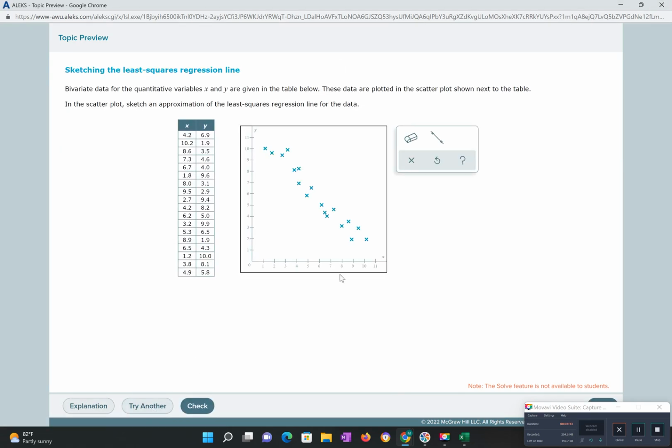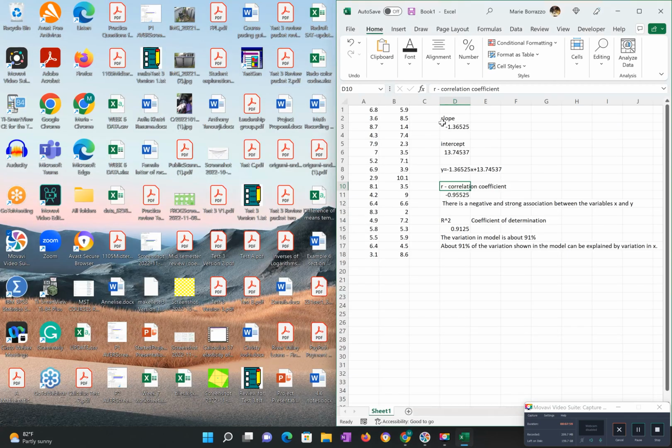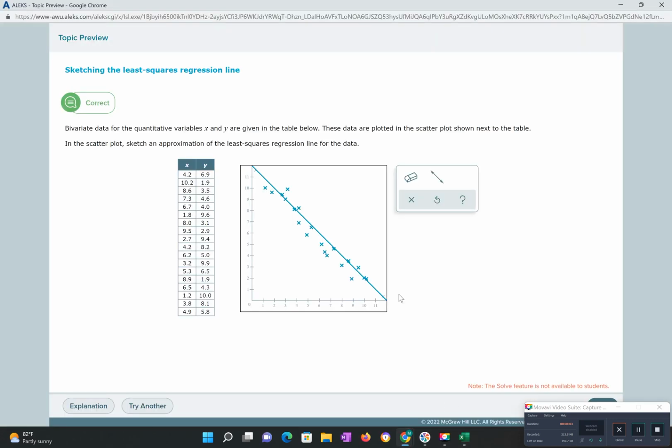I'll do one more just to refresh your memory. All you're doing here, by the way, another negative. You grab a little line, put it sort of in the middle, and then check. You have to click twice. So I like checking it. All right, so that's pretty easy. That's all they're asking for that part of ALEKS.